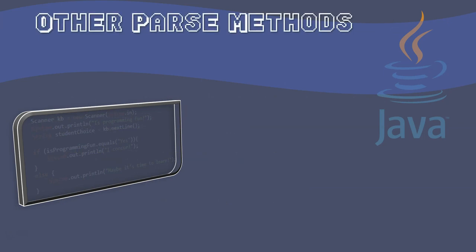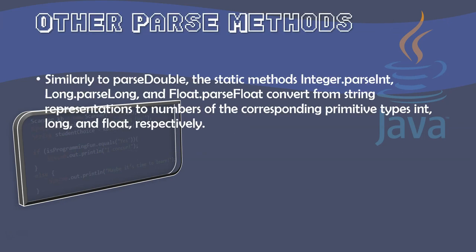Now, of course, there are other parse methods that we can use. Similar to parseDouble, we have static methods for Integer, Long, and Float, and you notice it's all parse and then the name of it. These convert from a string representation to numbers of the corresponding primitive types int, long, and float, respectively.